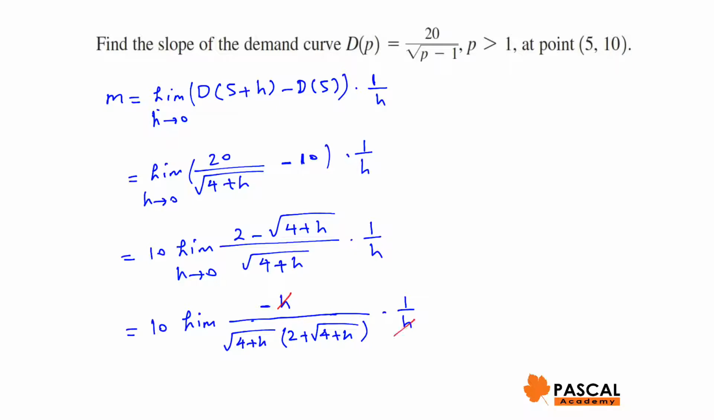If we reduce the fraction and instead of h put 0, the direct substitution method, this limit would be negative 10 over 8, which is negative 5 over 4.